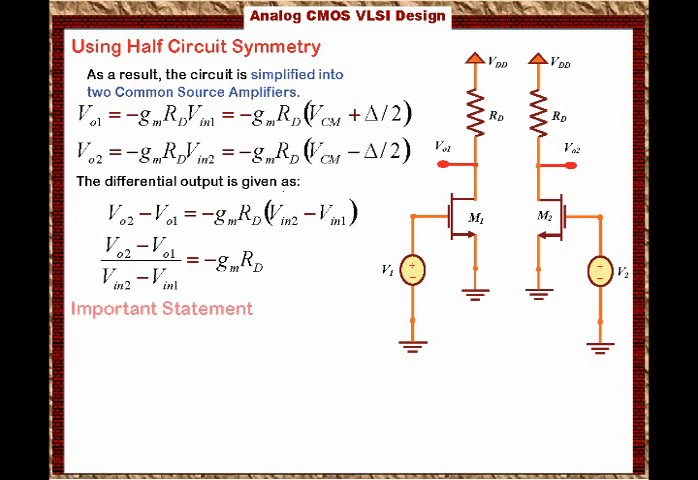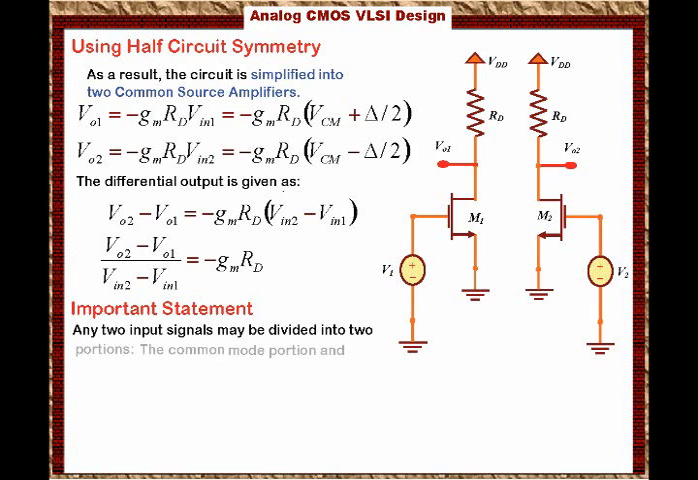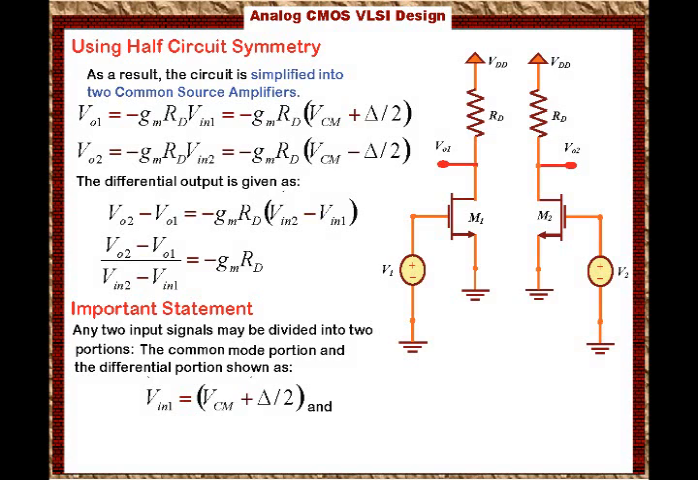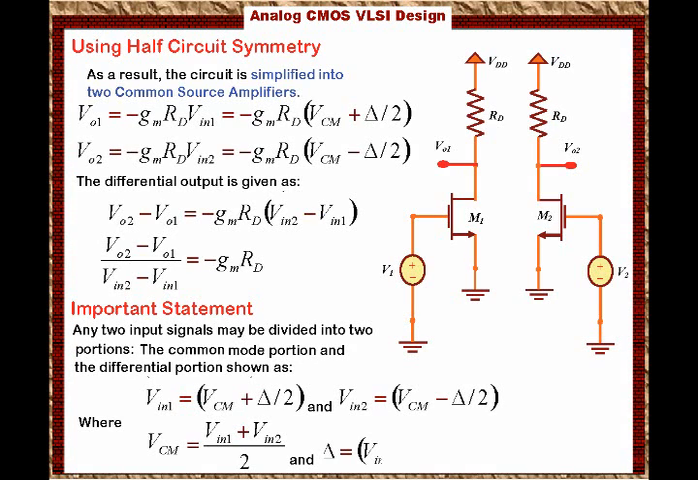The following statement is very important and it is proven in the literature, so we will skip the proof. Here is the statement. Any two input signals may be divided into two portions, the common mode portion and the differential portion. That can be expressed as Vn1 equals V common mode plus delta over 2, and Vn2 equals V common mode minus delta over 2. Such that, to evaluate the V common mode, we can say Vn1 plus Vn2 over 2, and the differential input voltage here, delta, will be Vn1 minus Vn2.